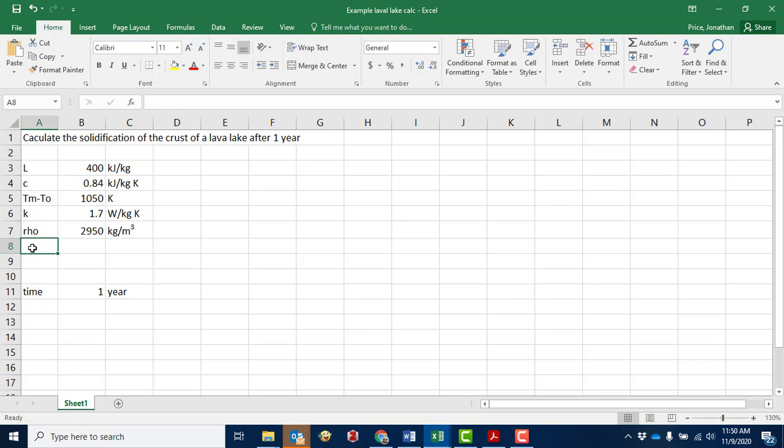I'm going to put in kappa here to keep track of the units, and then I am going to set up my equation, and it needs to be the thermal conductivity. That's B6 divided by, and then I'm going to put in the parentheses for the denominator, rho times C. So that's B7 times B4 the way I have it set up. And that gives me a kappa of 0.00069. So I guess I'm okay with how it's leaving that.